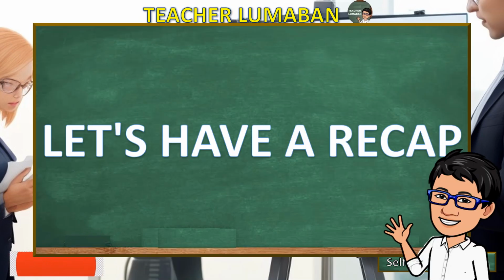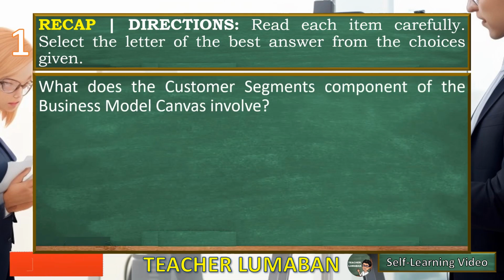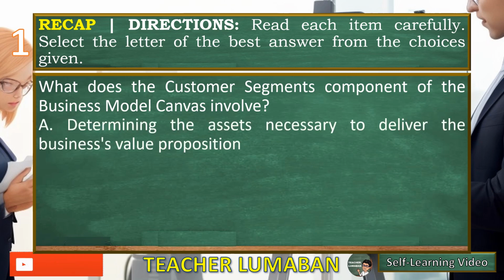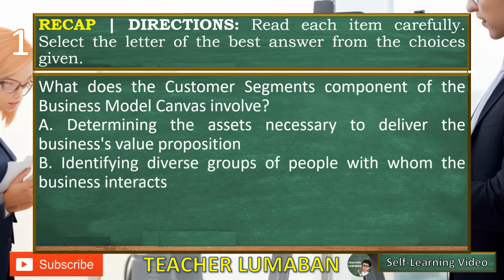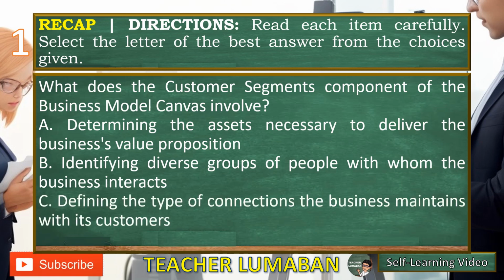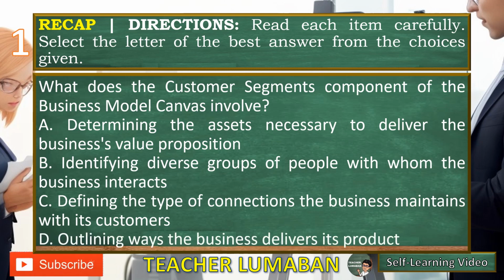Let's have a recap from the previous topic. What does the customer segments component of the business model canvas involve? A. Determining the assets necessary to deliver the business's value proposition. B. Identifying diverse groups of people with whom the business interacts. C. Defining the type of connections the business maintains with its customers. D. Outlining ways the business delivers its product.